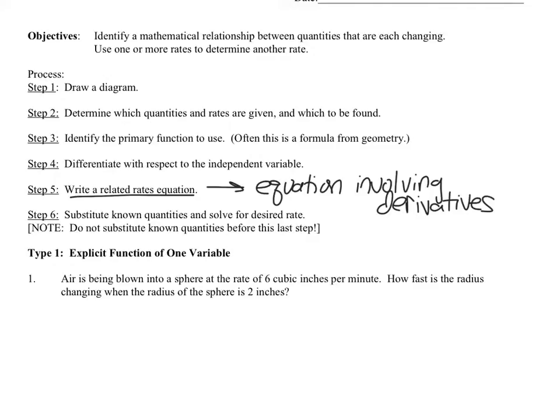If it's something that's constant, its derivative should be equal to 0, and at that point it wouldn't matter if you plugged the number in or didn't. Right? So it's just a question of when is it appropriate to substitute a number in and when is it not. We'll cross those bridges when we get there. All right, so that's my little notation there. Do not substitute known quantities before this last step.